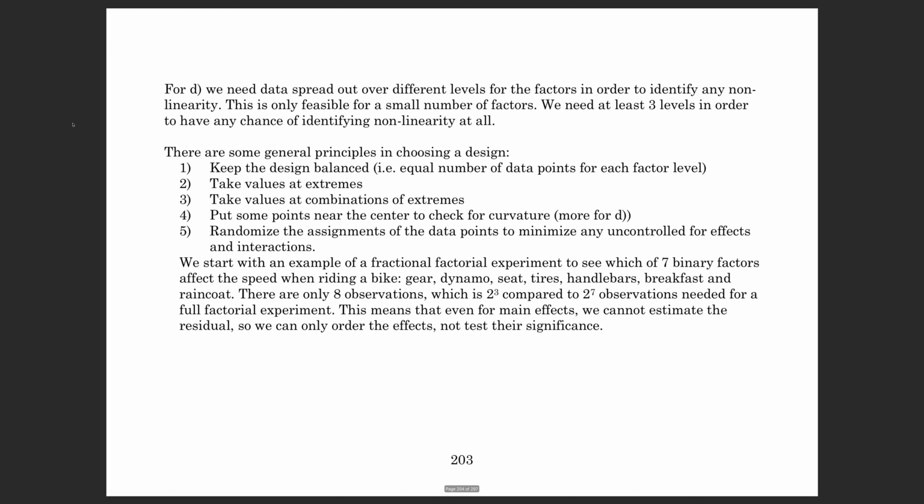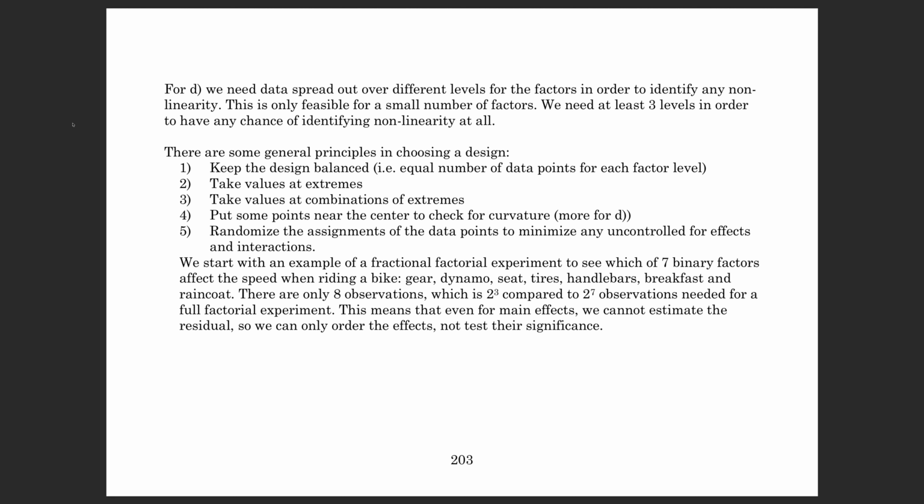What about D? So for D, we need data spread out over different levels for the factors in order to identify any nonlinearity. So this is only feasible for a small number of factors, and we need a minimum of 3 levels in order to have any chance of identifying nonlinearity at all. Right? If there's only 2 levels, we cannot by definition identify any nonlinearity.